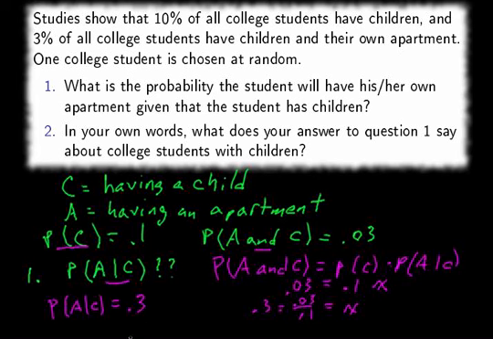Number 2, in your own words, what does your answer to question 1 say about college students with children? Well, that's at least somewhat of an opinionated question, so I can't give you a definitive answer, but it should be something to the effect that we know 30% of college students with children have an apartment. So that's a pretty high percentage, probably compared to students that don't have children. So anything along those lines is a decent answer to question number 2.